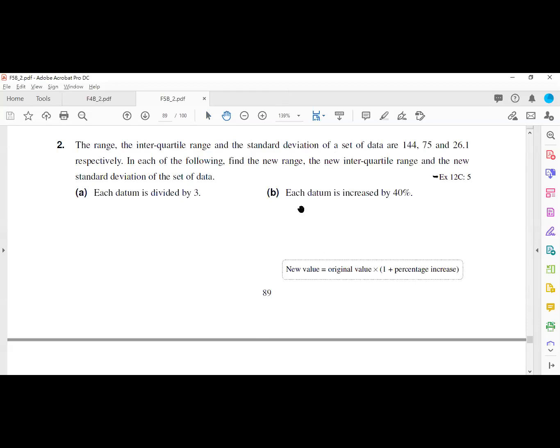And then the range, interquartile range, and the standard deviation, if we add or subtract a number to every data, then the range, interquartile range, and SD will not change, okay? Because the dispersion does not change, okay?